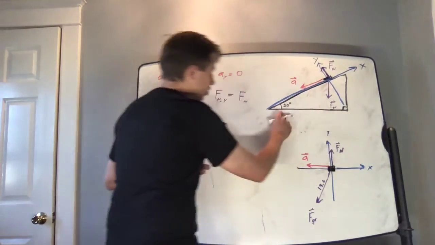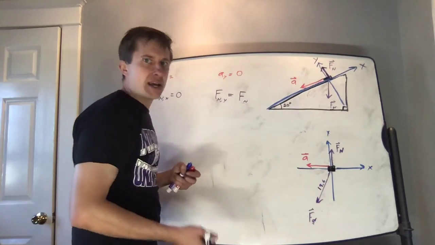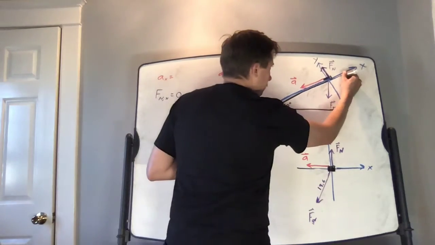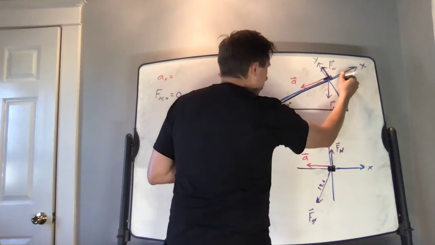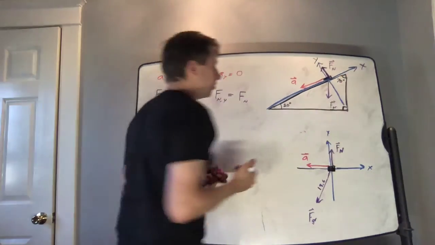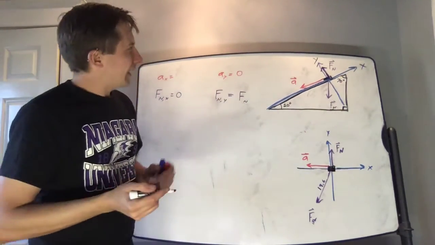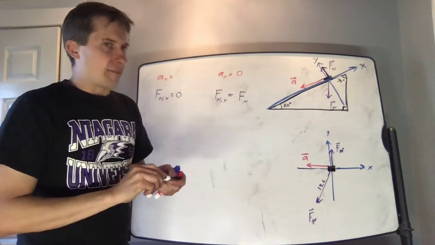So 90 plus 20 gives me 110. Therefore, this angle of the ramp in the upper right corner must be a 70-degree angle. Let's look at another right triangle in this ramp.